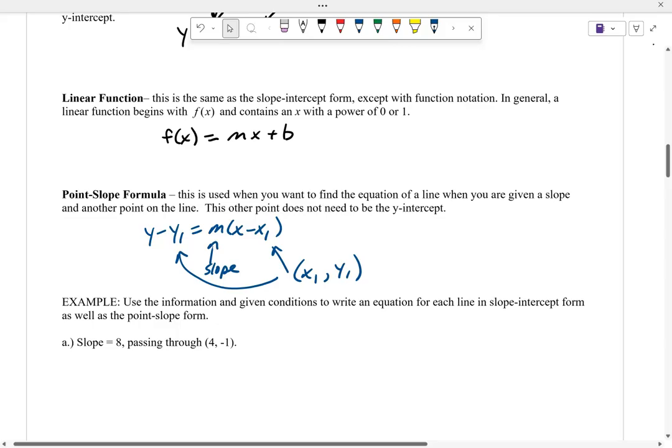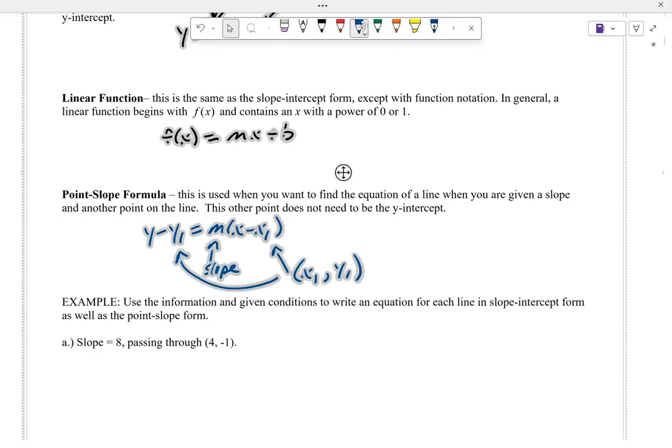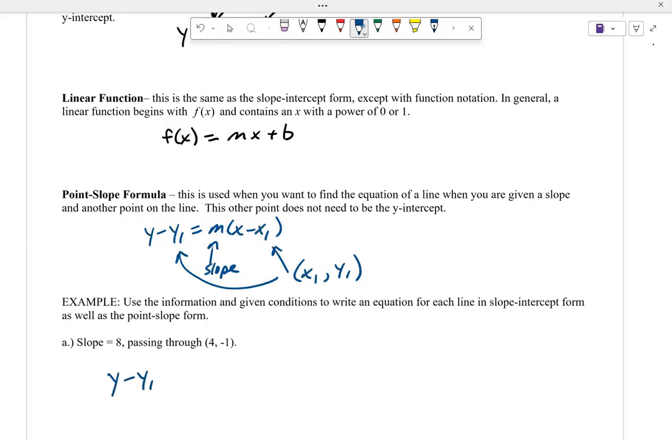Well, here notice this first part. We're given a slope and we're given a point. So I'm like, hey, I'm going to use point slope formula to write the equation of this line. Here's my x1 and y1. They give me a point on the line. And here's my slope. Here's my m. Right?